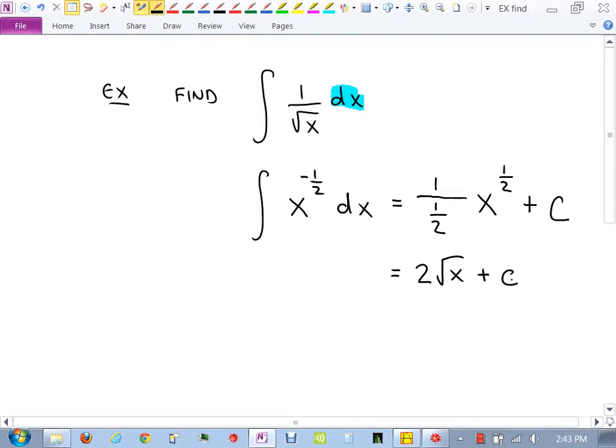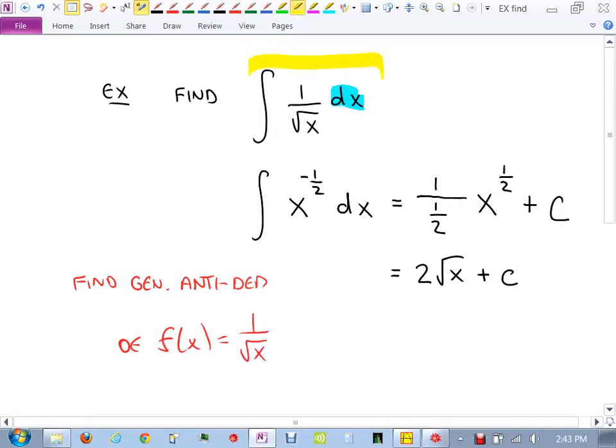Does everyone see that this is just another way of me asking you this question? Find the general antiderivative of f of x equals 1 over square root of x. Does everyone realize that what I highlighted in yellow there is basically me asking you the exact same question down there, but without having to write all those words out? Yes? Okay.